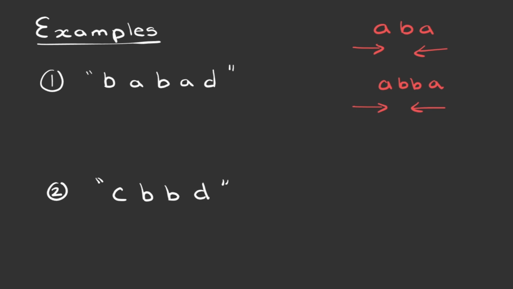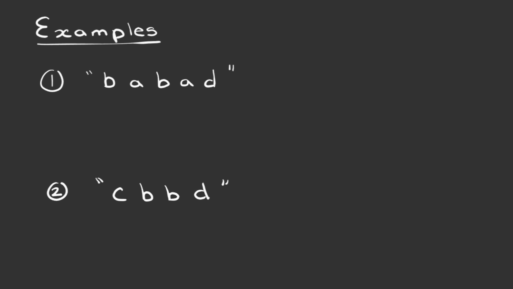It's also important to note that there are two types of palindromes. There are palindromes of odd length, and there are palindromes with even length. Okay, now let's take a look at some examples. So for this example, we have the string BABAD. We want to find the longest palindromic substring.